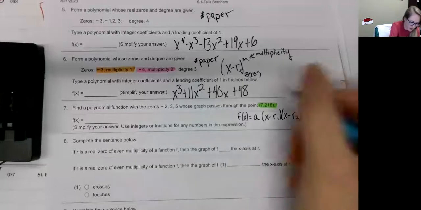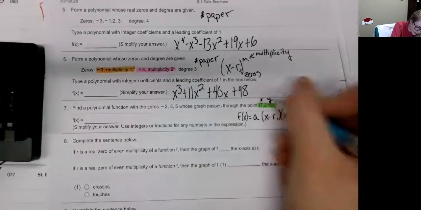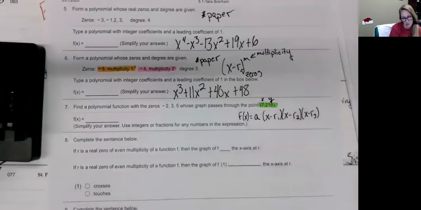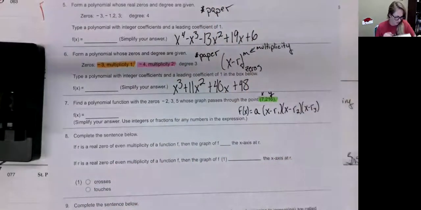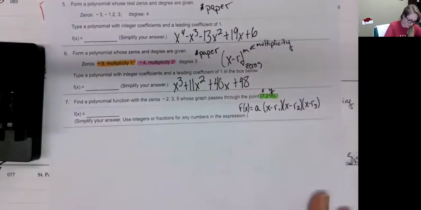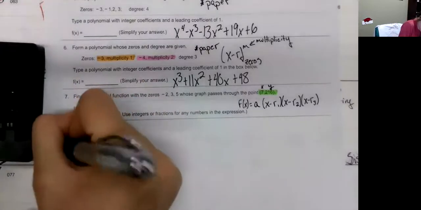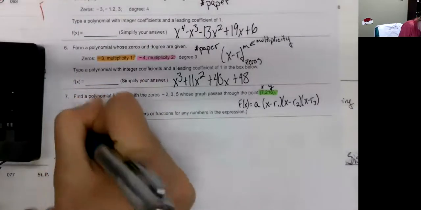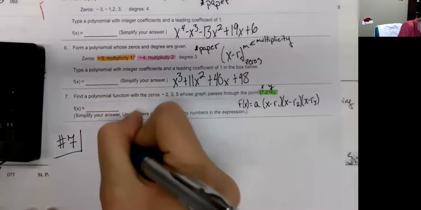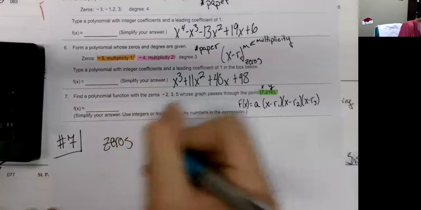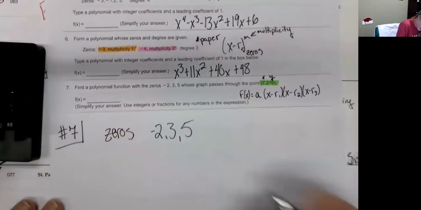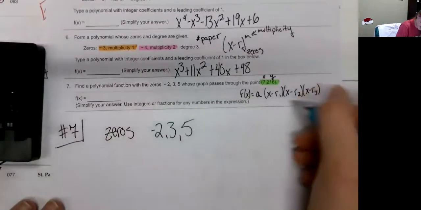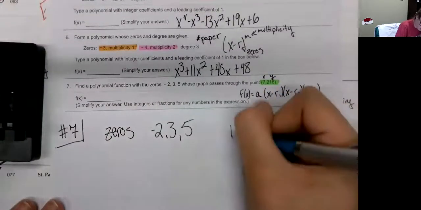We're going to substitute in our x and our y, and then we're going to solve for a, and then work the problem out again. It sounds awful, but it's not. Okay, so number 7. Our zeros are -2, 3, and 5. So I'm going to go ahead and get this x minus r1. I'll write the formula here too.